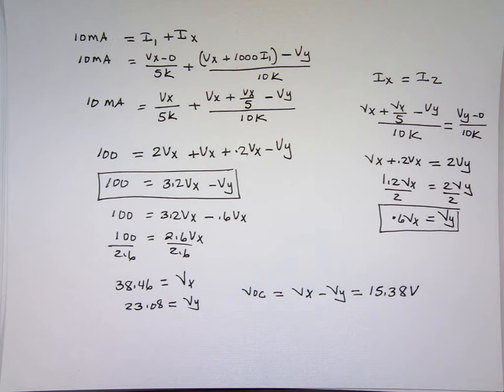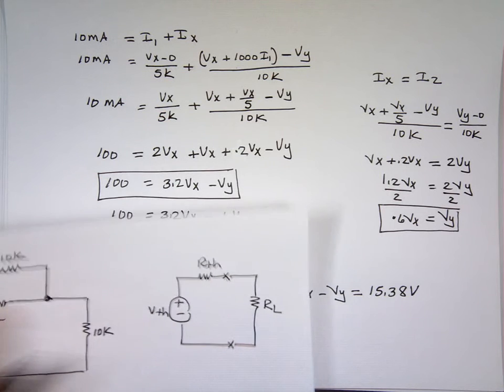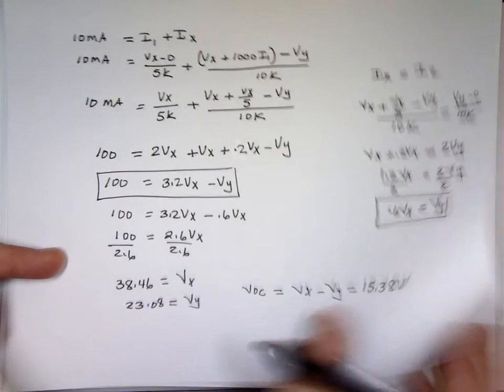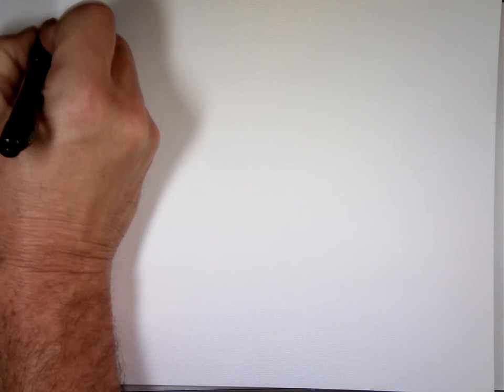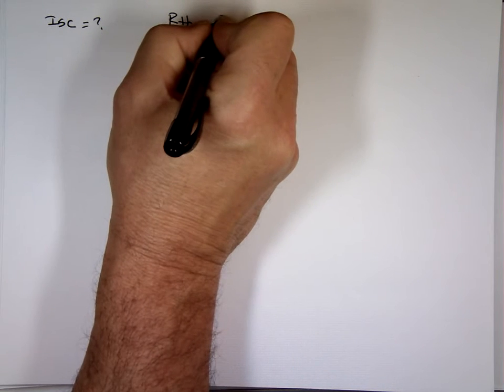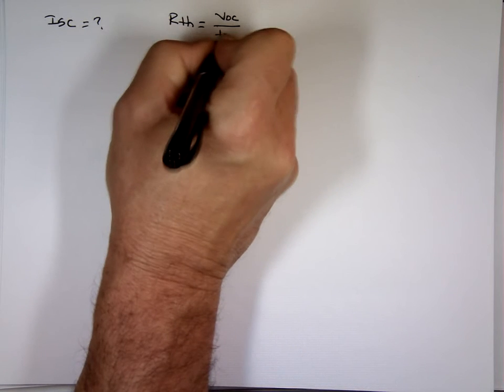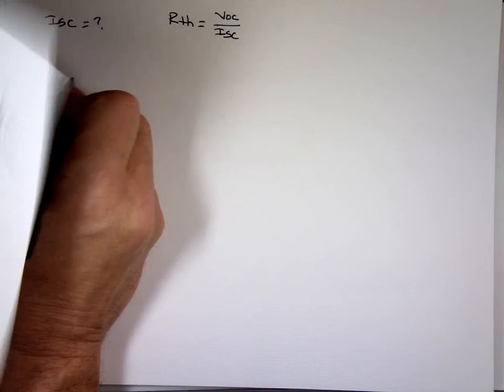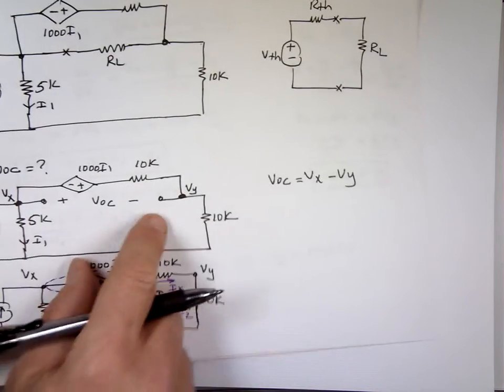I need to find I short circuit so I can get R Thevenin. When you have a dependent, independent, R Thevenin is V open circuit over I short circuit. So I'm going to stick a wire here now and see what will happen. And again, once you know V open circuit, R Thevenin equals V open circuit over I short circuit. That's why we're finding I short circuit. So let's take a wire, put it right there, and calculate the current. Now I define my voltage plus to minus, that means I need to find the current going in that direction.